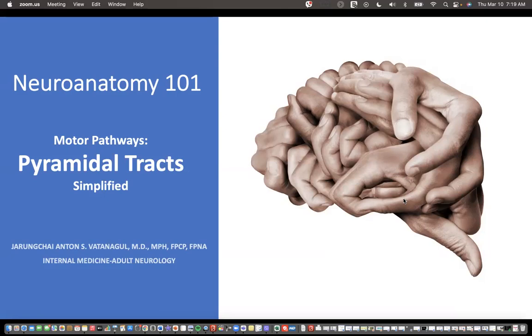Welcome to this module. This is Neuroanatomy 101. We will be talking about the motor pathways, particularly the pyramidal tracts. So our goal in this short session is to simplify one of the Waterloos of neuroanatomy for both medical students, clinicians, and doctors.